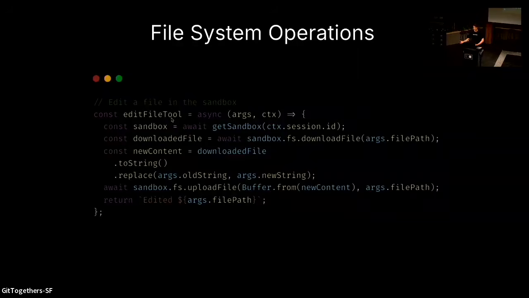So instead of rewriting a file each time, the agent will use find and replace. So this is a find and replace function. We first download the file with Daytona, we do the find and replace, and then we upload it again.